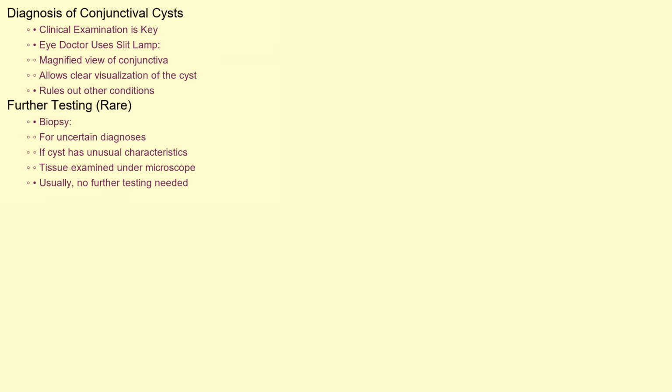Diagnosis is typically straightforward and based on a clinical examination. Your eye doctor will carefully examine your eye, using a slit lamp, a special microscope, to get a magnified view of the conjunctiva. This allows them to clearly see the cyst and rule out other possible conditions. In most cases, no further testing is needed. However, in rare instances where the diagnosis is uncertain, or the cyst has unusual characteristics, a biopsy might be performed to examine the tissue under a microscope.